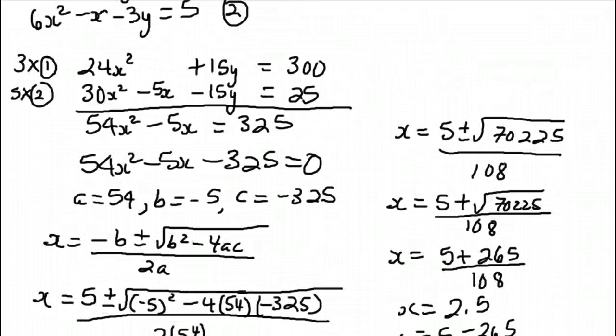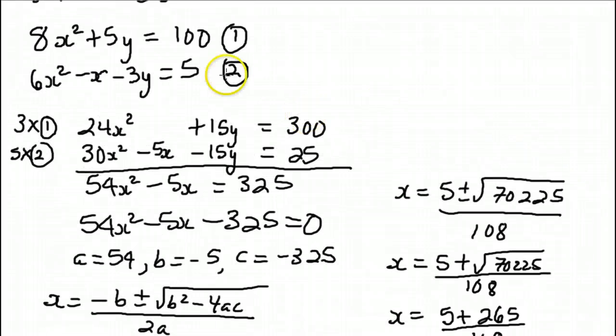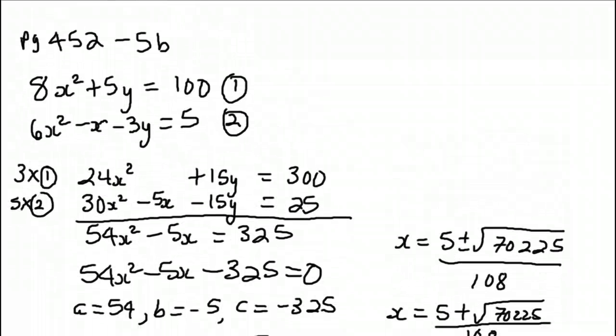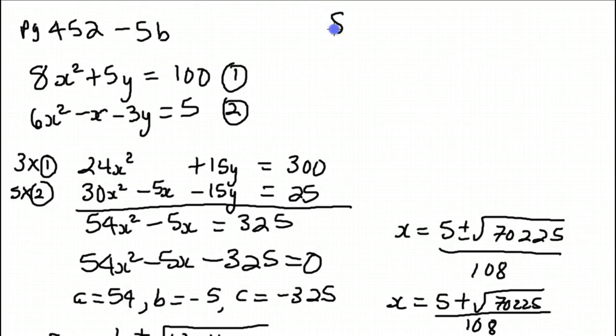And how do we get our y values? Well, we have to go back up here and substitute into equation number 1, and we'll work out the two y values to go with it. This is kind of messy, complicated, probably why we didn't ask you to do it, but the procedure is the same regardless. We're going to have 8 times 2.5 squared plus 5y equals 100.